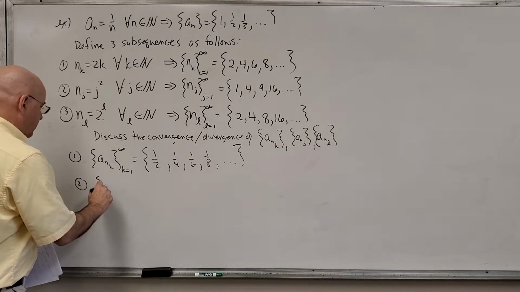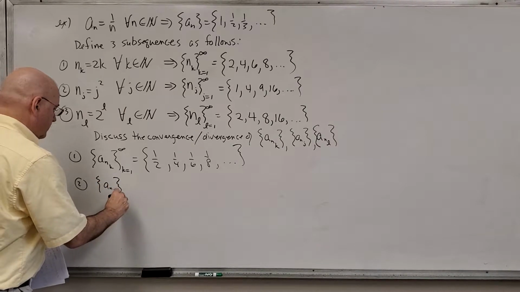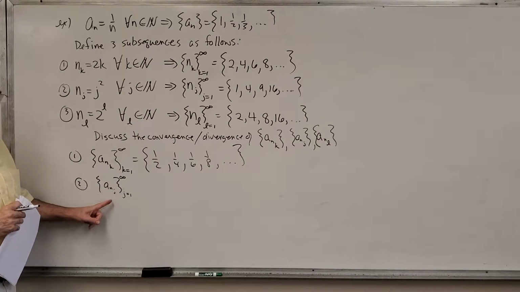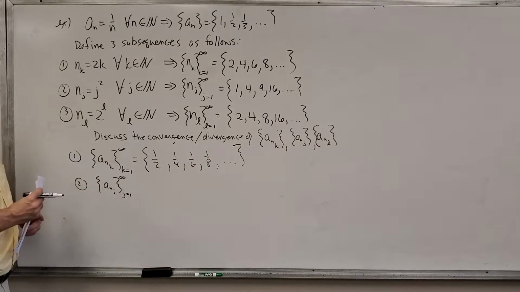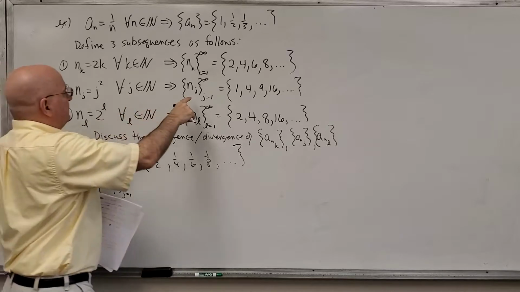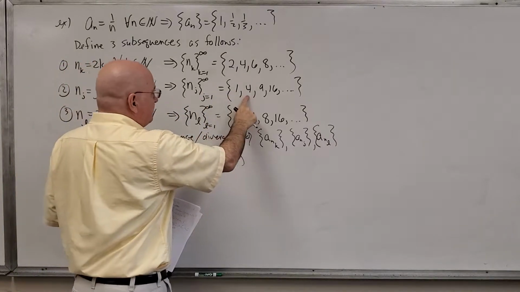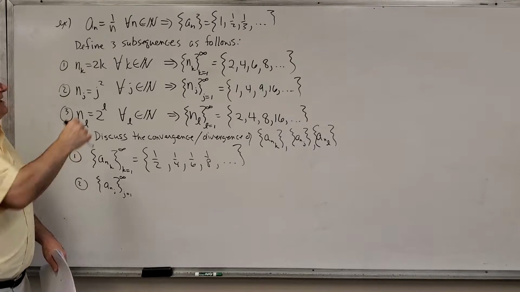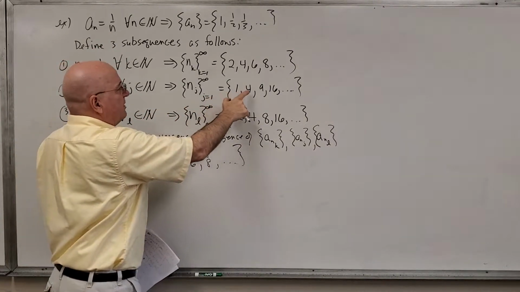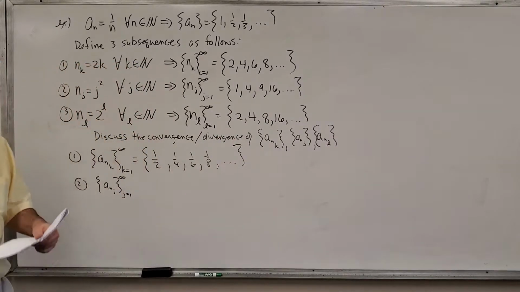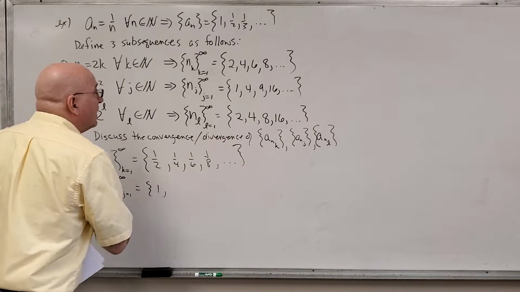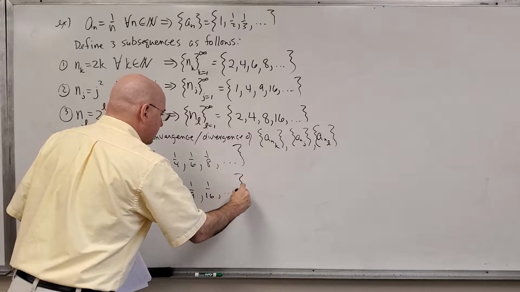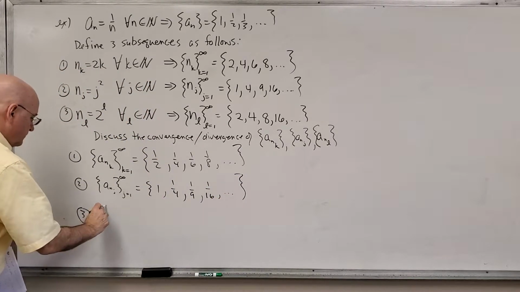Any questions on a_{n_k}? a_{n_j} is a sub n_1, a sub n_2, a sub n_3, where we're using the j's. So n_1 is a 1, n_2 is a 4, n_3 is a 9, n_4 is a 16. Because of the definition of the sequence, we just need to say 1 over 1, 1 over 4, 1 over 9, 1 over 16. So the first one is 1 over 1, which is 1, 1 over 4, 1 over 9, 1 over 16, and so on.